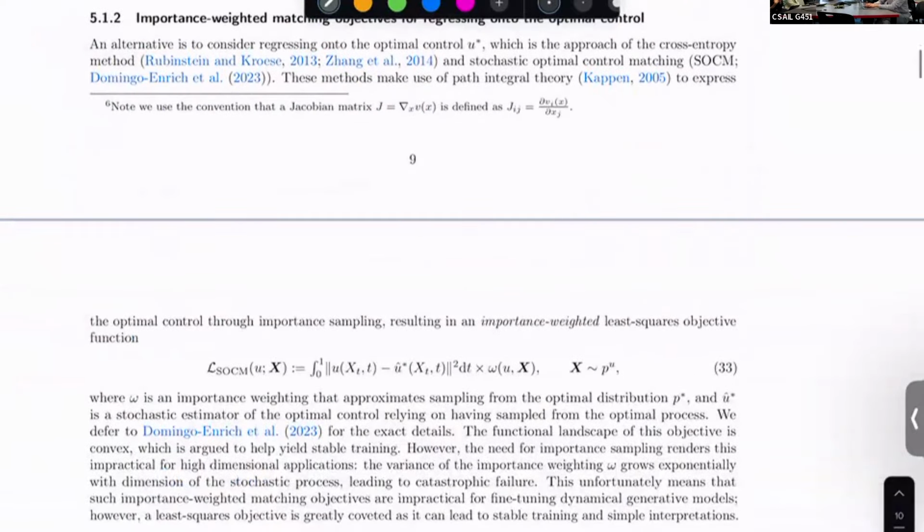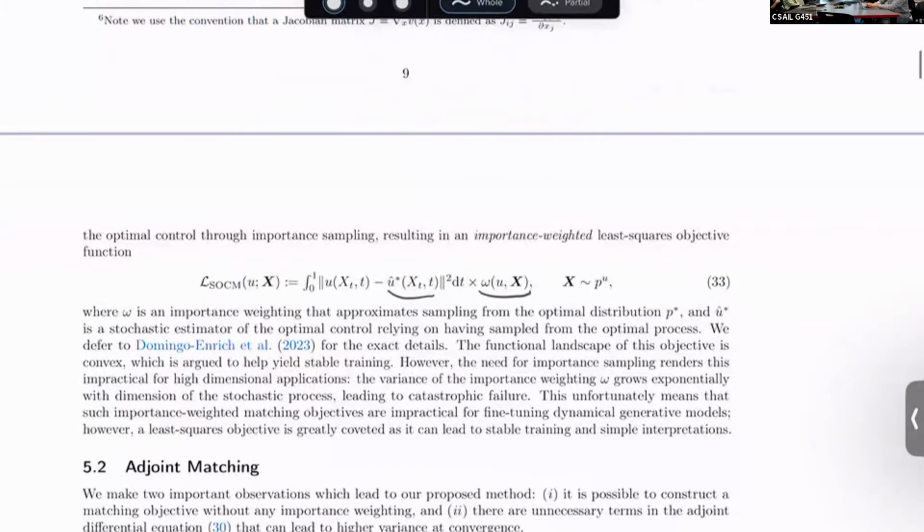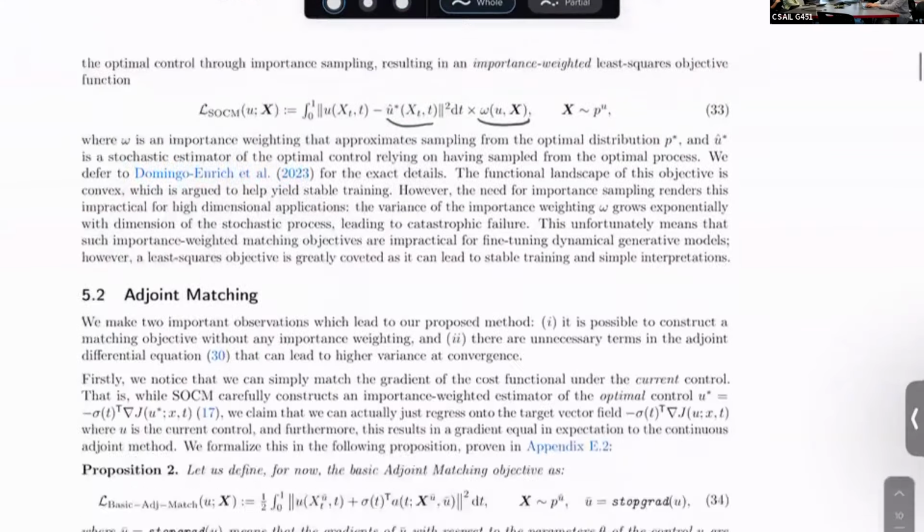Now, this section is just to say that there is this paper, our paper from late last year, which tries to learn control problems by regressing onto the optimal control. The problem is we had this importance weight, which basically blew up when we had even moderately interesting problems, so we couldn't use this. But this idea is valid, it's nice, and we exploit it further, just without an importance weight.